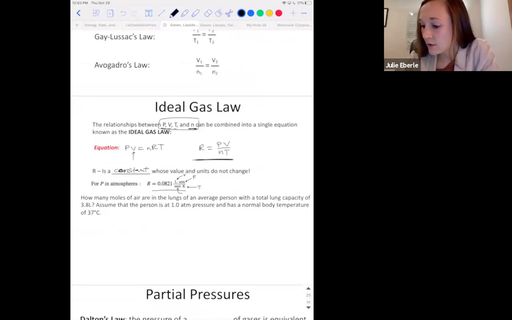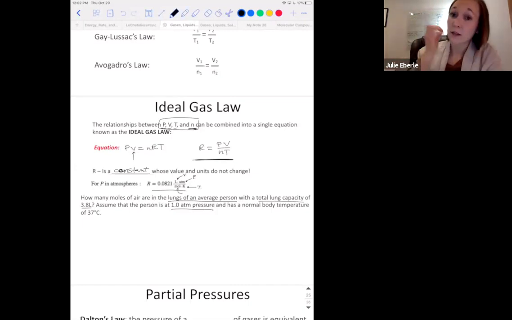It says, how many moles of air are in the lungs of an average person with a total lung capacity of 3.8 liters? Assume that the person is at 1 atm pressure and has a normal body temperature of 37 degrees Celsius. Okay, how many moles of air are in the lungs of someone with this volume, this pressure, and this temperature?